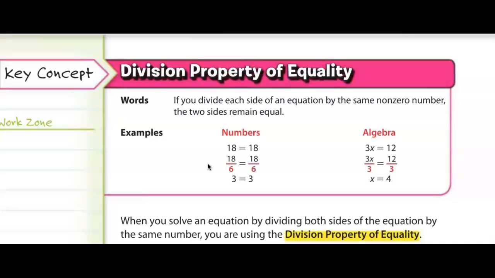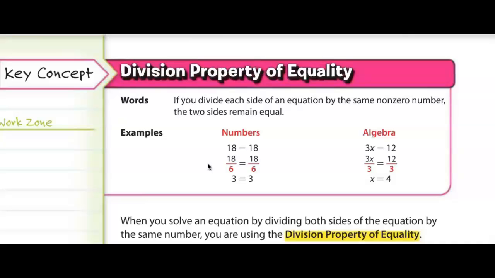And just like addition and subtraction, these two operations also have a property of equality. So if you divide each side of an equation by the same non-zero number, the two sides will remain equal. So that has kind of an extra catch there because you can't divide anything by zero. It's undefined. That's just not something that is possible.